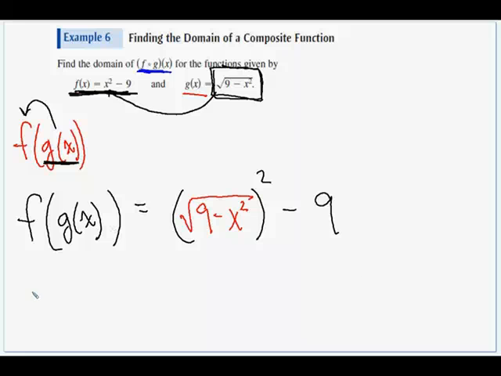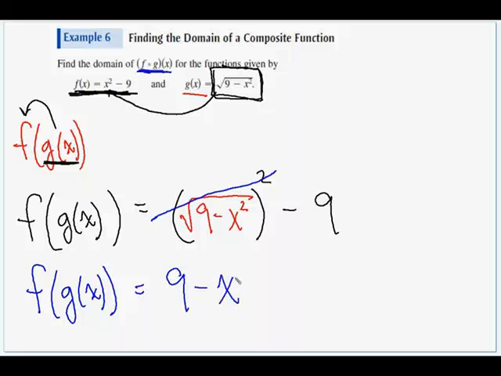So when we start to simplify this composite function, f of g of x, the square and the square root cancel. So we're left with what's under the radical, 9 minus x squared, and then we have our minus 9 at the end. The 9 and the negative 9 will cancel, so it looks like our composite function is just negative x squared, because these have canceled off.